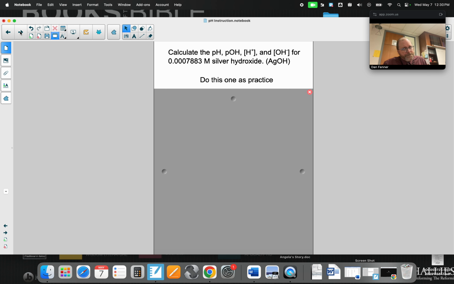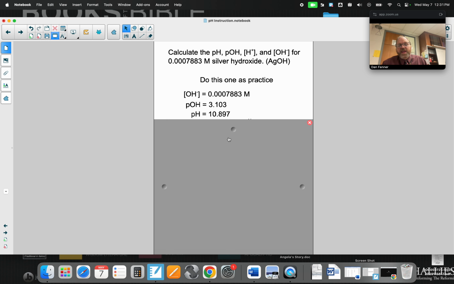Ready? Practice. Here we go. First thing I'm going to find is hydroxide. It's going to be 0.0007883 molar because it's the same thing. It's 1 to 1. Then we're going to find pOH, 10 to the minus that value, 3.108. pH is 14 minus that, 10.897. And then 10 raised to the minus that, 1.2677 times 10 to the minus 11th, back to molar because it is a concentration.